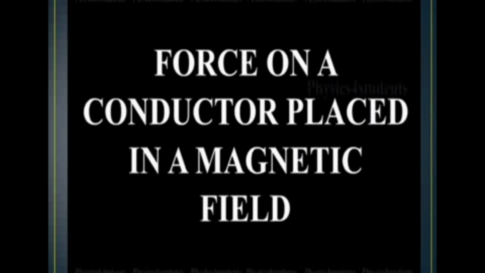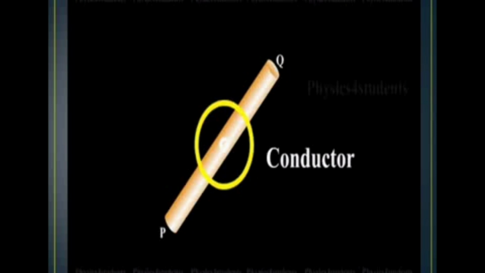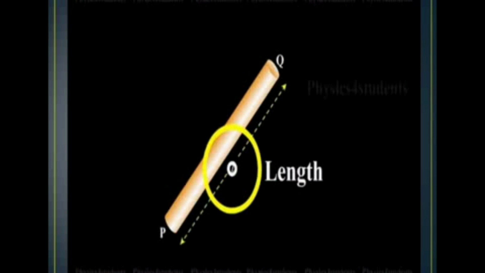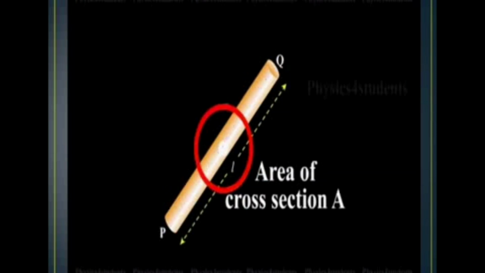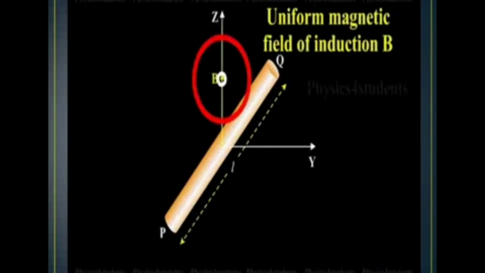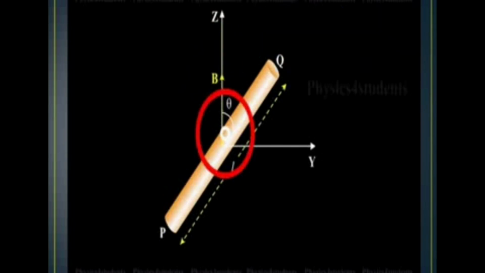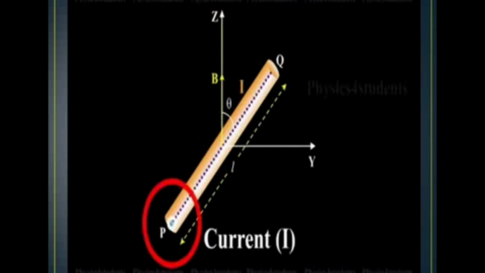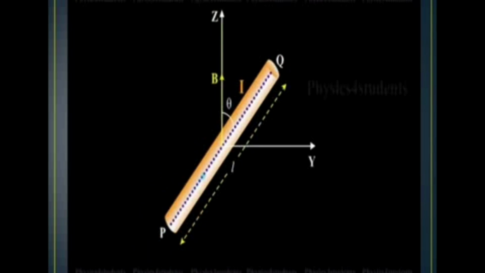Now you see the force on a conductor placed in a uniform magnetic field. Consider the conductor PQ. Its length is L and its cross-sectional area is A. It is placed in a uniform magnetic field. The magnetic induction B is acting perpendicular to the conductor, through the Z axis. The angle between the current and the magnetic induction is theta.